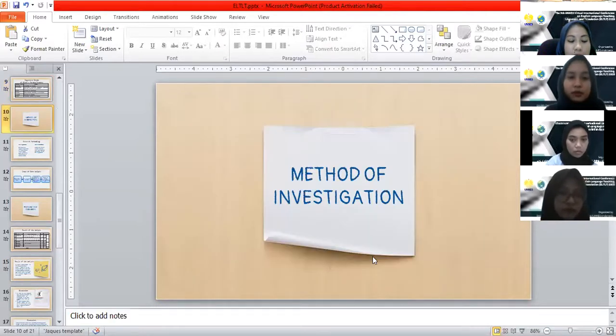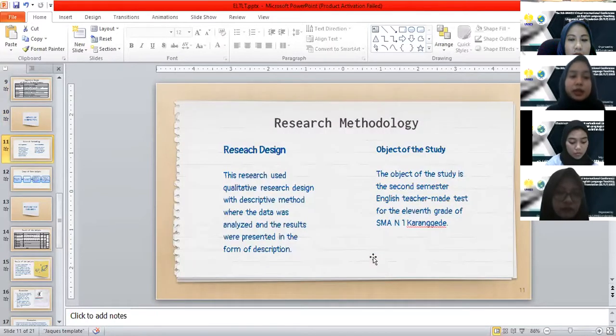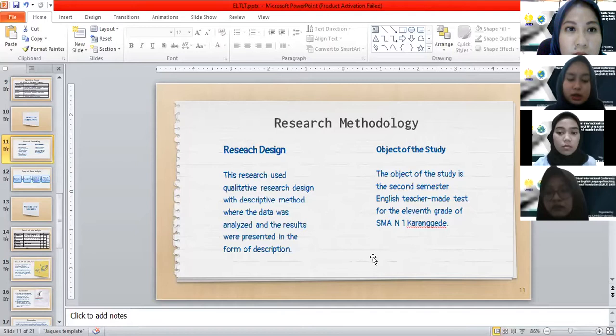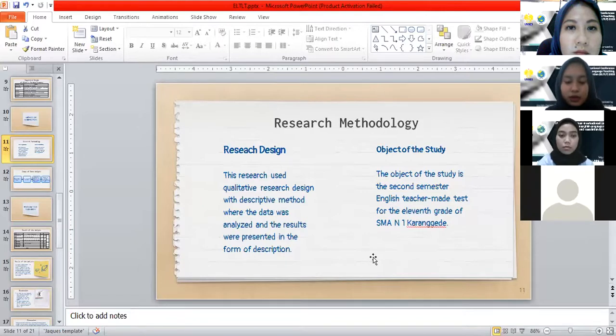Okay, for the methods of investigation, there are the research design, the subject of the study, and the steps of the data analysis. For the research design, this study used a qualitative research design with a descriptive method. According to Call et al. 2007 and Creswell 2012, in qualitative research, the researcher tries to describe and conceptualize a phenomenon within the study by analyzing it. Descriptive research often requires reporting the characteristics of one object at one point in time, and it can yield valuable information. So the researcher used a descriptive method as the data was analyzed and the results were presented in the form of description. For the object of the study, the researcher used the second semester English teacher methods for the 11th grade of SMA Negeri 1 Karanggede.